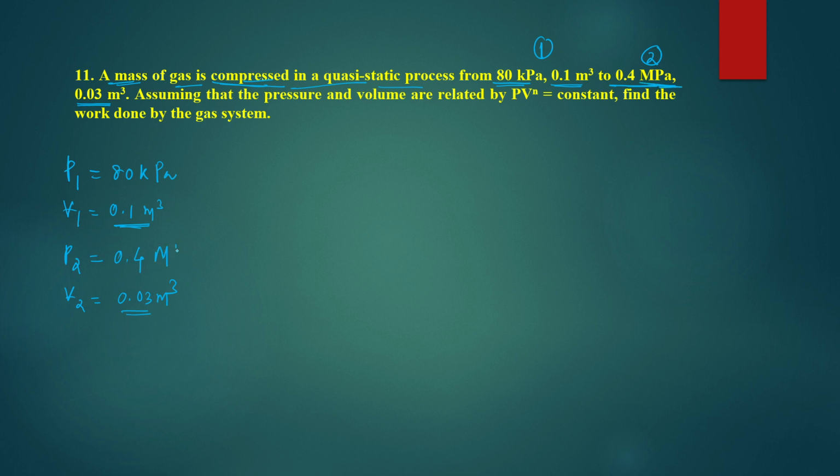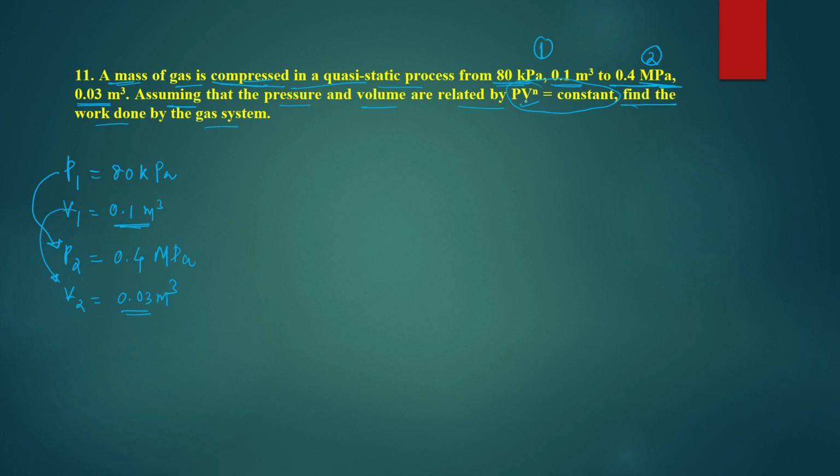So this is the unit of pressure, megapascal. Okay, so I was talking about this. Pressure is basically increased and the volume has been decreased, so obviously this is a compression process, right? Assuming that the pressure and volume are related by this particular equation, where PV raised to the power gamma is equal to constant, we need to find out the work done by the system, right?